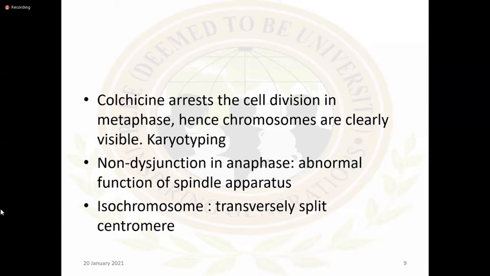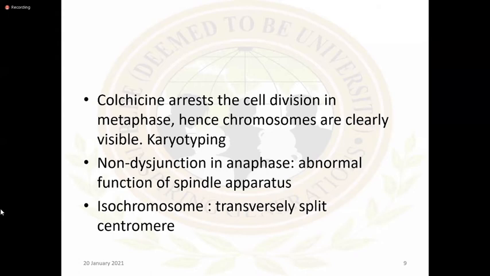I will not point out right now the diseases here. It is called the non-disjunction. Clear? So if there is abnormal function of spindle apparatus, that is called non-disjunction. It could serve as one of the basis for extra number of chromosomes, or maybe less number of chromosomes in one daughter cell than the other.